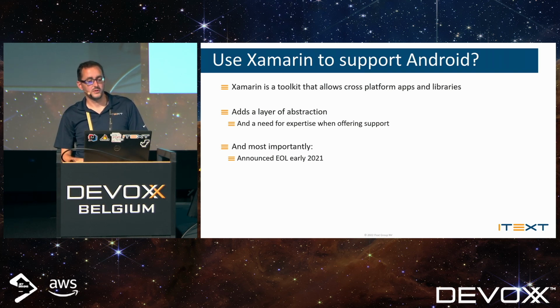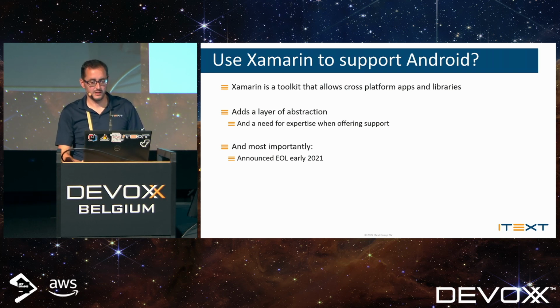Instead of using iText directly on the system, you would be using it through Xamarin. And if we would officially sell that, then we would need to support that. And there's a support engineer in the room from my company, and I don't think he would be too happy to have that added as well. But most importantly, Xamarin was announced end of life earlier that year, so we got lucky there, or unlucky, depending on how you want to view it. Xamarin does live on, but it does take on a different shape, which we didn't look into at the time.